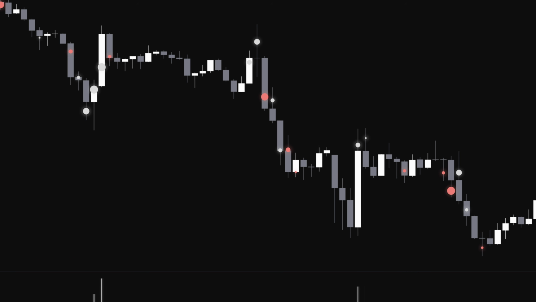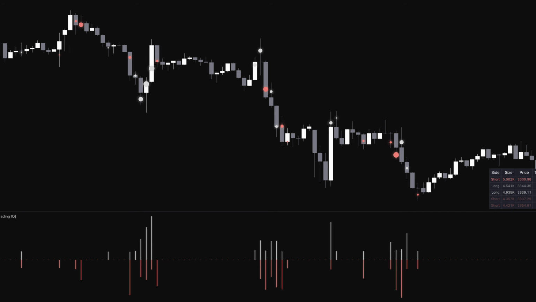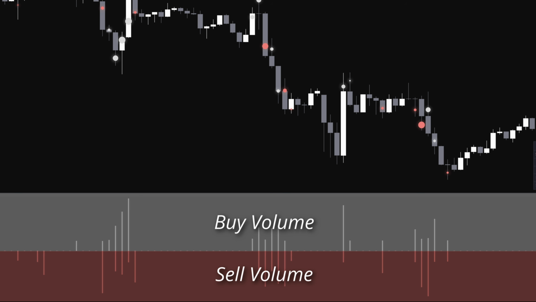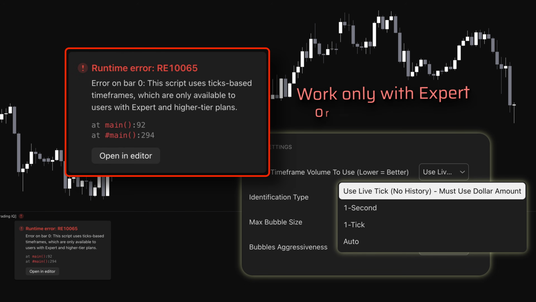Bubble size scales relative to the largest and smallest detected orders in the visible window, so the visual weight of each bubble reflects its significance within the current context, rather than an absolute value. A separate histogram in the sub-pane accumulates total big buy and big sell volume per bar, giving a net directional read at a glance. A live tick mode is also available for real-time order detection without historical look-back, though it requires dollar amount filtering and loses all history on reload.